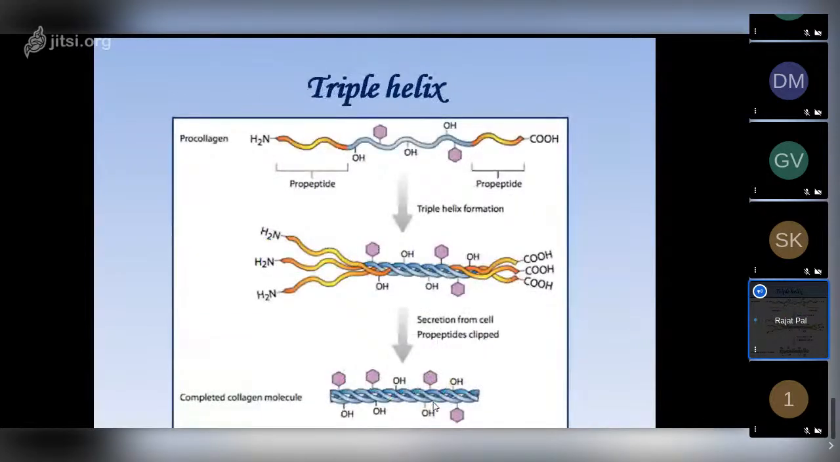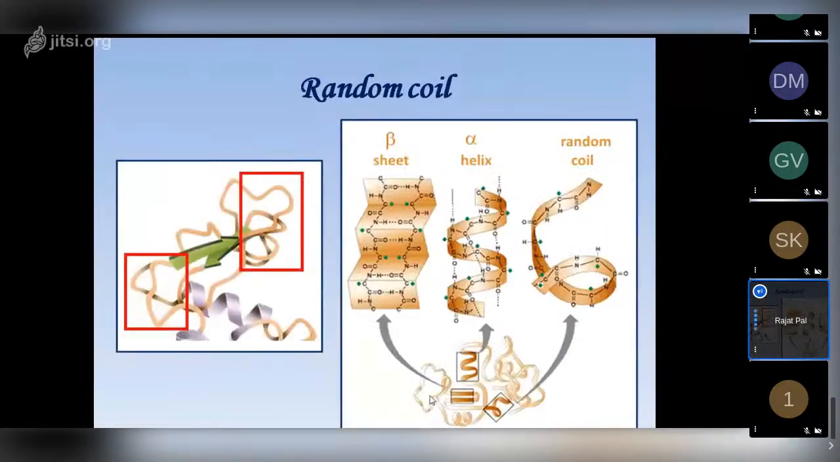Next is the triple helix. It is not very common, but it is there in the secondary structure. Keratin, by which our hairs are formed, has this kind of triple helical structure. The three polypeptide chains are coiled together to form a triple helix. And random coil is also there.